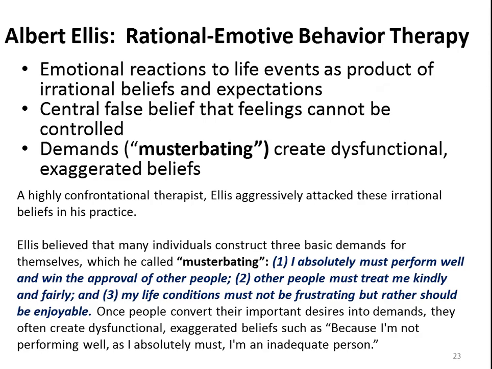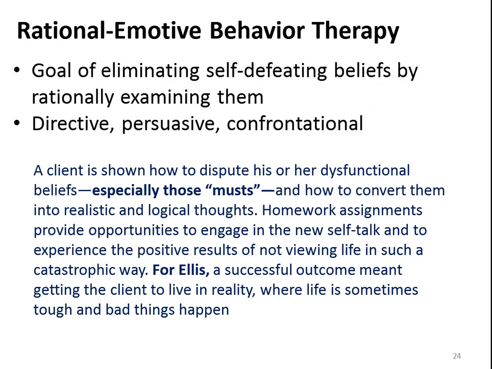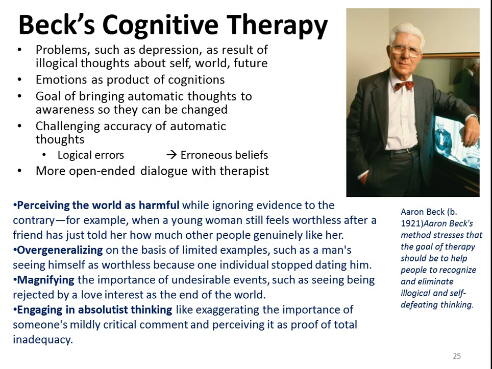And Albert Ellis was direct, and his style was much more confrontational, and he was an interesting guy. He was the opposite of this guy Beck, who was much more soft and supportive in the way he approached it. Same kind of premise, though. We're looking at irrational thinking, just a slightly different way of going about doing it.